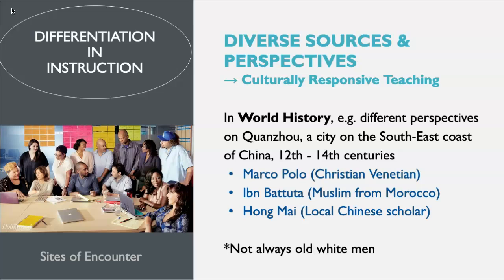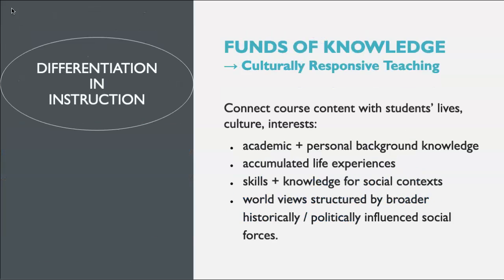And these diverse sources show students that information is not always black and white, and that ideas are blended, and it can be a great means to finding more accurate truths. And the goal here really is that we don't always talk about old white men. These sources can be found in a great site called Sites of Encounter. I'm going to list the sources at the end.